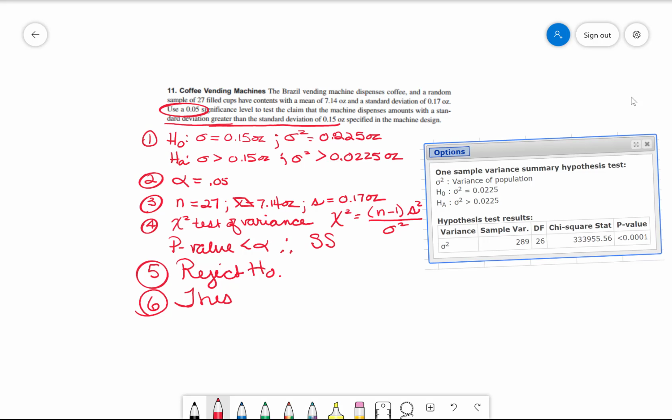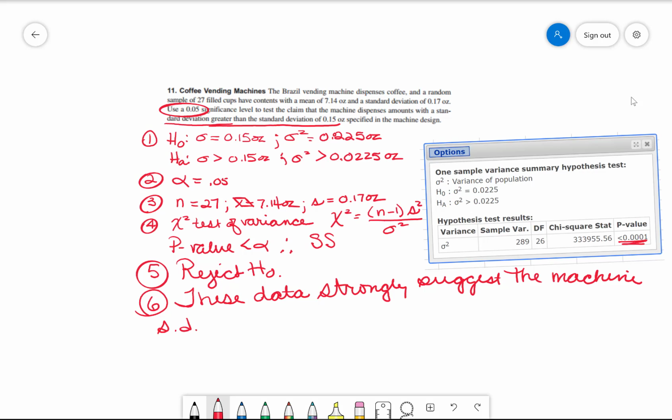These data strongly suggest, because my p-value is very small, that the machine standard deviation is greater than 0.15 ounces specified in the machine design.